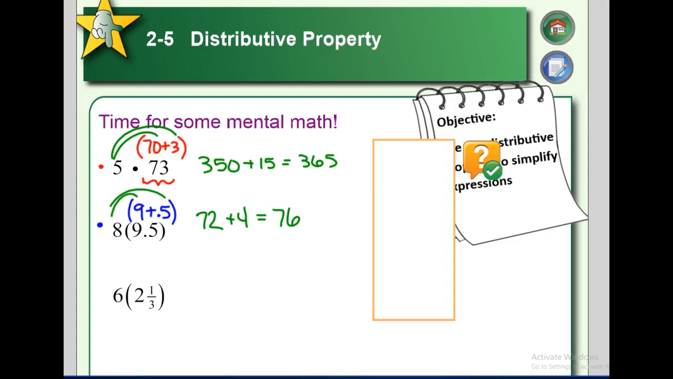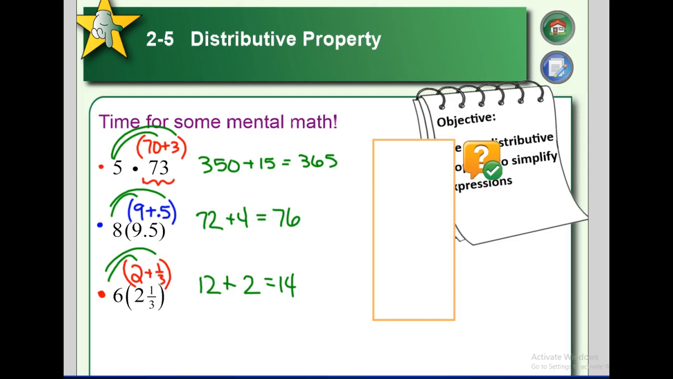All right. Let's look at my bottom mental math problem. I want you to multiply 6 times 2 1/3. You want me to do mental math with fractions? Yes. We can break this up into 2 plus 1/3. And now we can multiply 6 by 2 and we would get 12. And what's 6 times 1/3? Well, that would give me 6 over 3, which is 2, and so it equals 14. So guys, like I said, we use our distributive property all the time doing mental math.